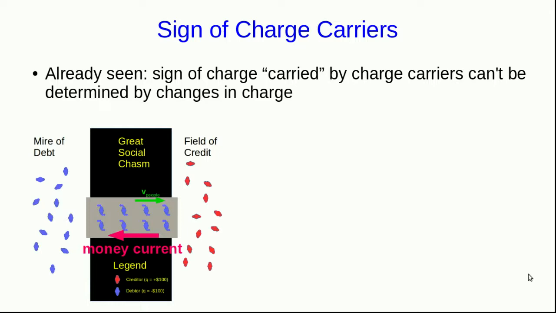We've already seen earlier in the course that the sign of the charge carried by charge carriers can't be determined by changes in the amount of charge in places. So I originally introduced this through the parable of the debtors and creditors, where we noticed that the money current, when debtors were crossing the bridge, was in the opposite direction to the direction that the people were moving. Or in other words, we can't tell just by looking at the flow of money whether there are debtors crossing to the right or creditors crossing to the left.